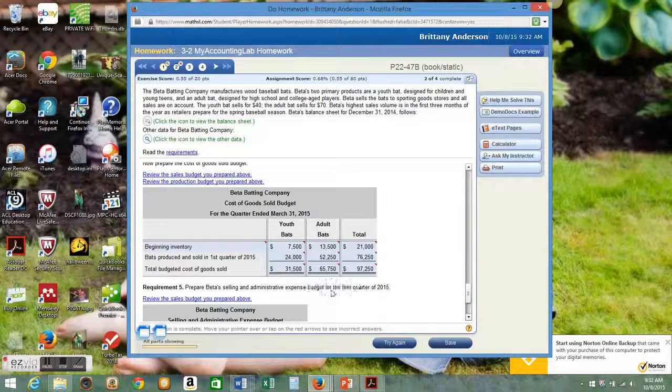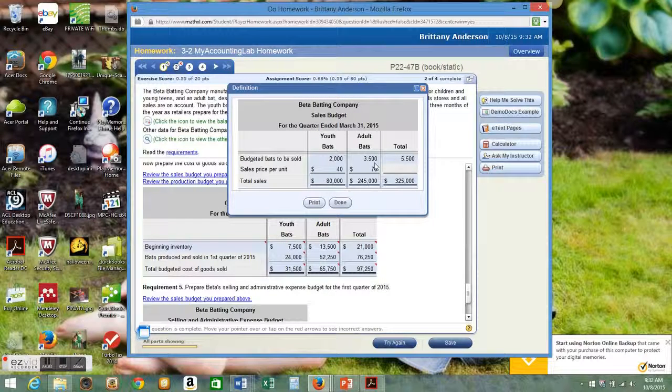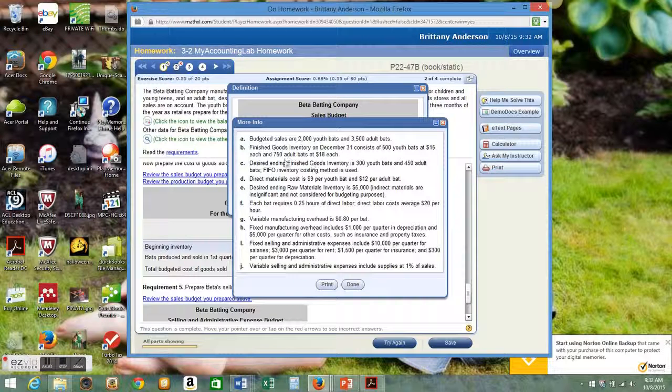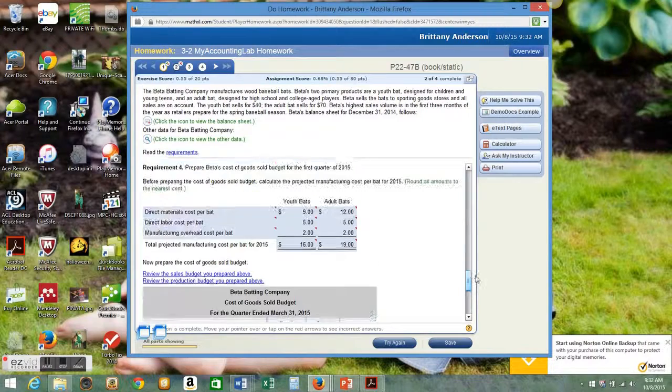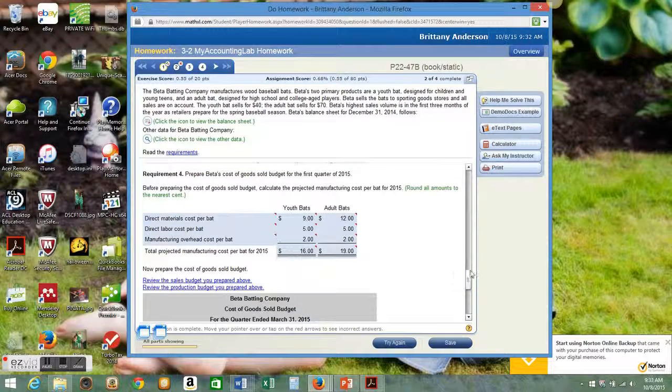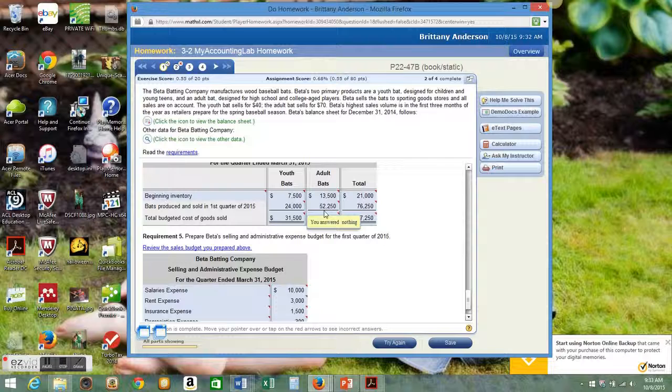You will do the same thing for your adult bats. You will take your sales budget number of the 3,500, then subtract the 750 beginning inventory, and then multiply that by the $19. And that will give you the $52,250.